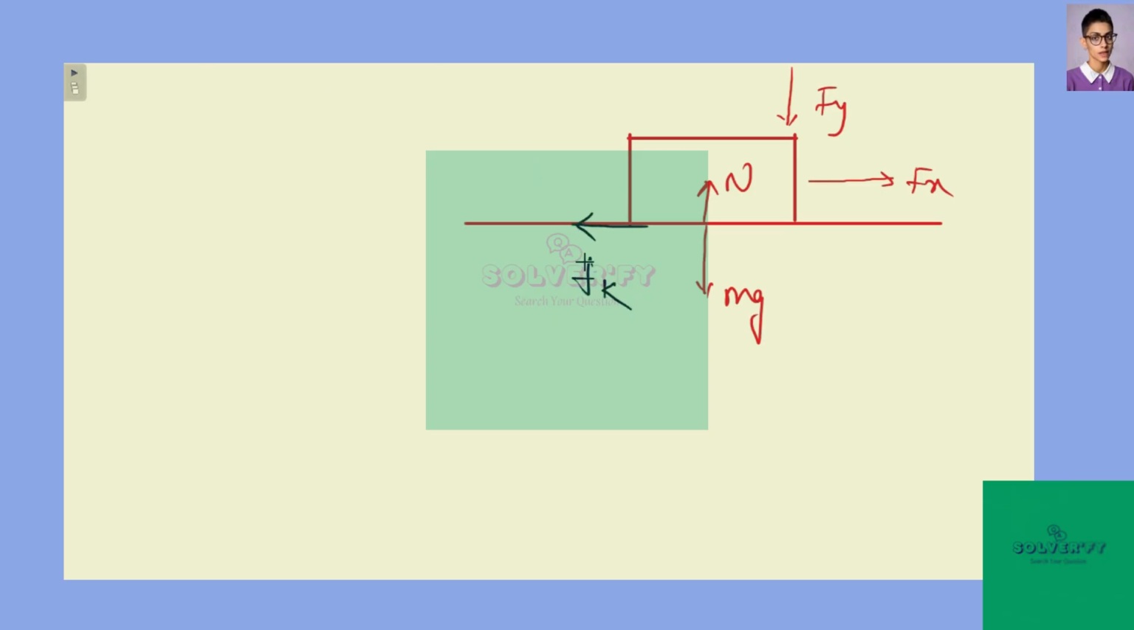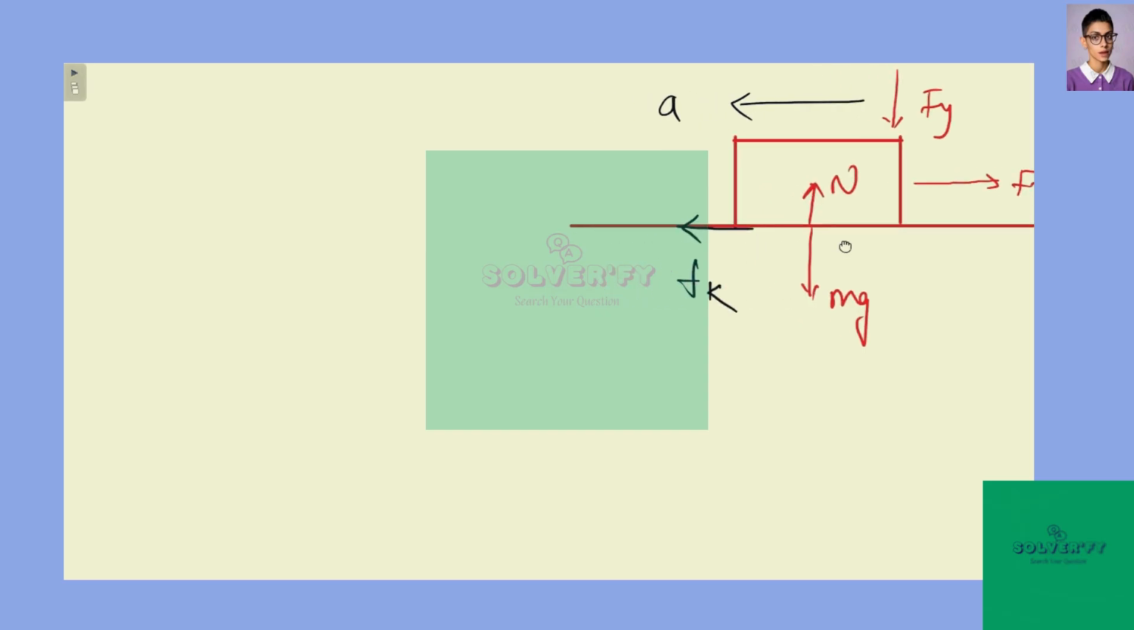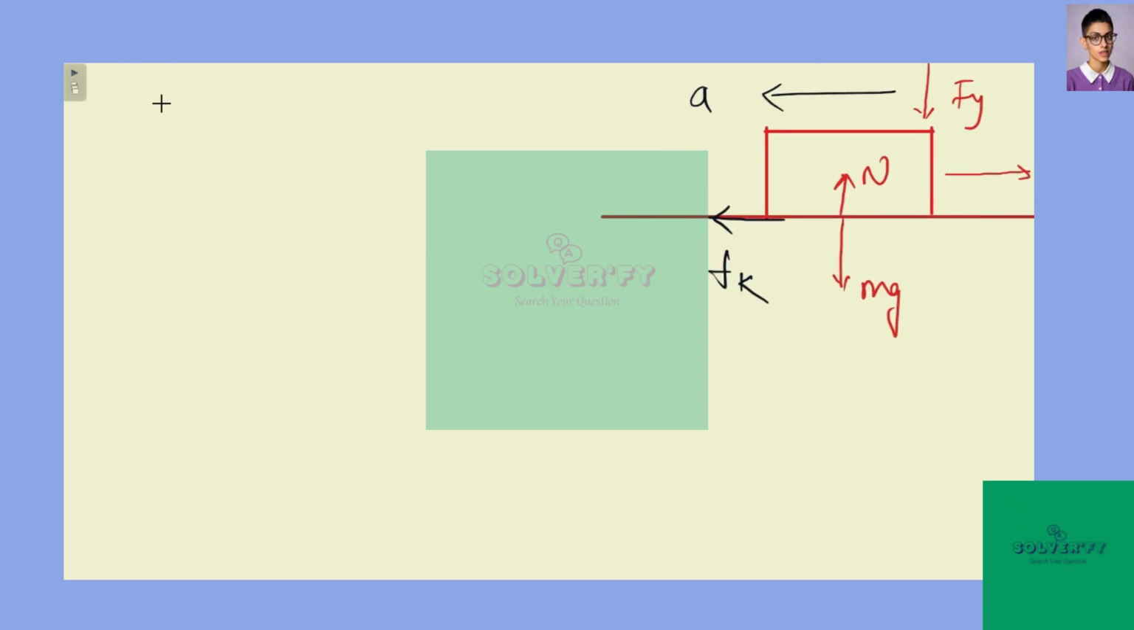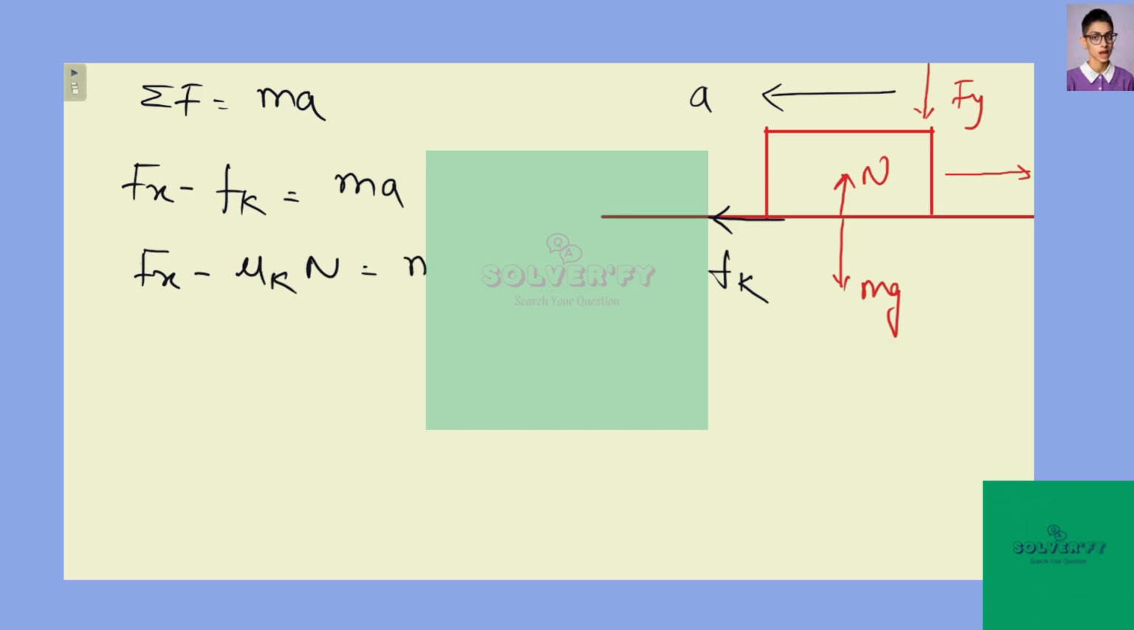It is told that the box is slowing down, so the acceleration of this block is in the opposite direction, that is in this direction. Now from Newton's second law, the net force is given by mass times acceleration. So the net force is Fx minus Fk, and this equals m times a. Now put the value of Fk, so this will be mu k times the normal force, and this equals ma.